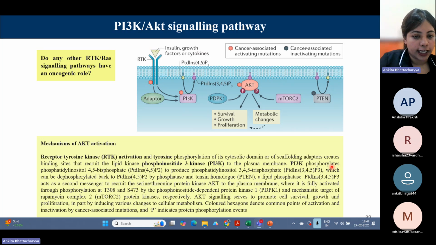PI3K then phosphorylates something which is downstream of it, which is known as PIP2. Not something you need to worry about. This is just a long way of writing PIP2. PIP2 means it has two phosphates.